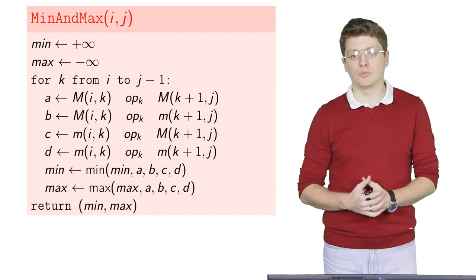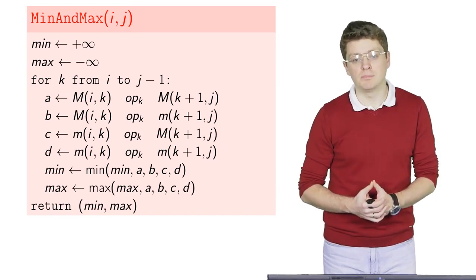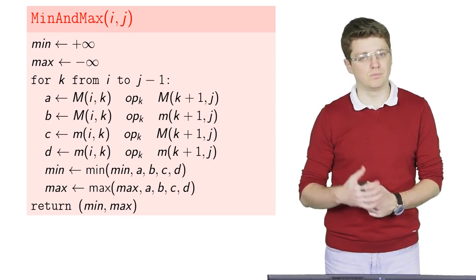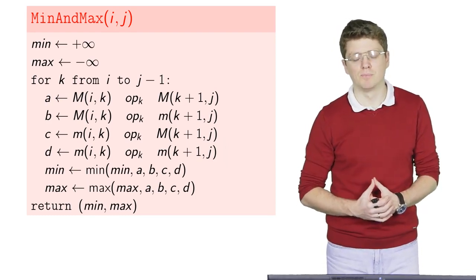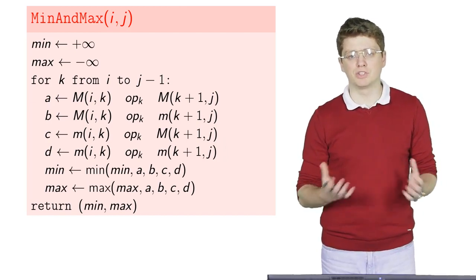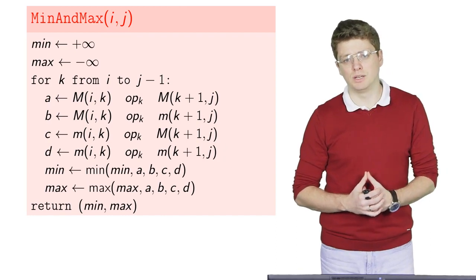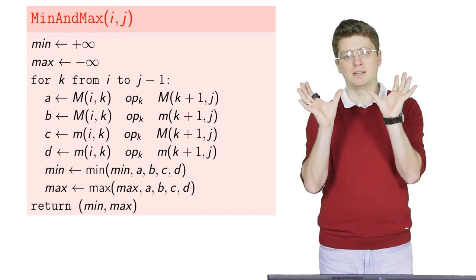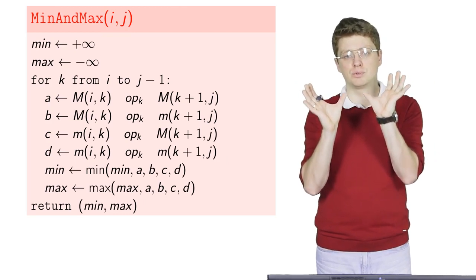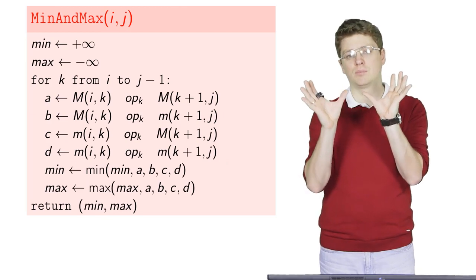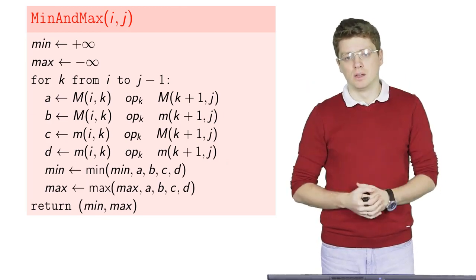So we first declare two variables, max and min. Initially min is equal to plus infinity, max is equal to minus infinity, or to a very large number and a very small number. Then we go through all possible values of k between i and j minus 1. We just go through all possibilities of splitting our sub-expression ij into two sub-expressions, from i to k and from k plus 1 to j.